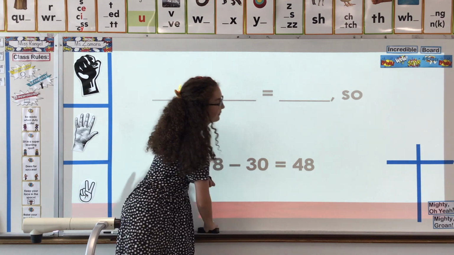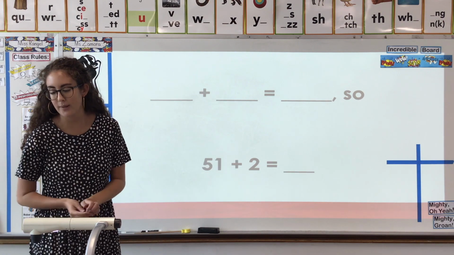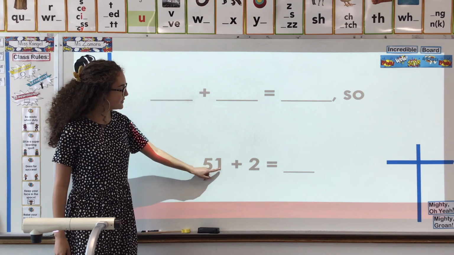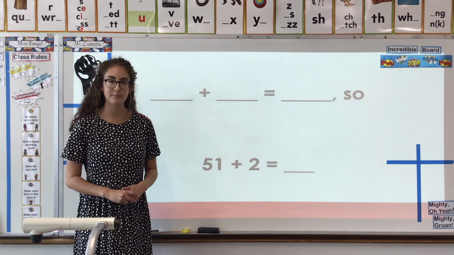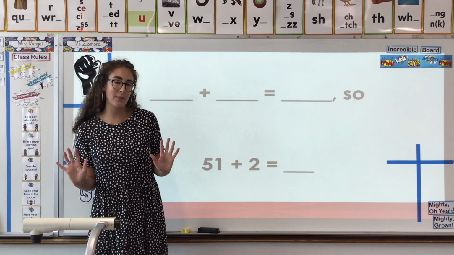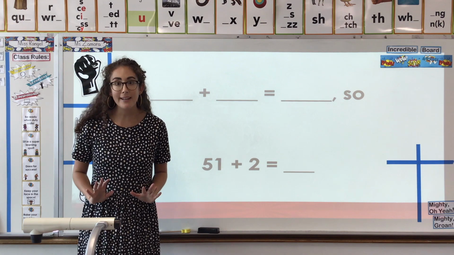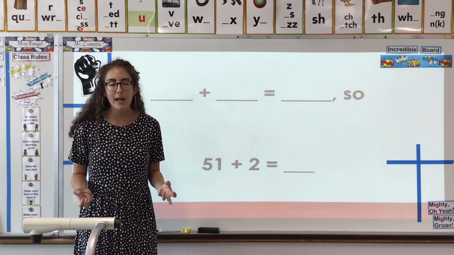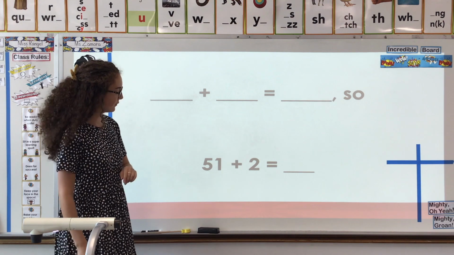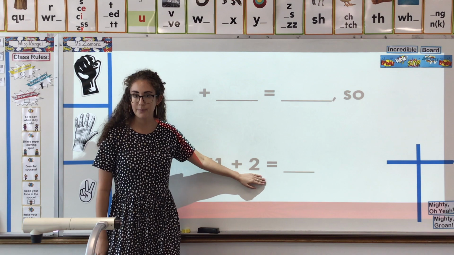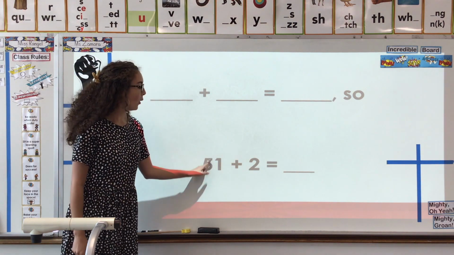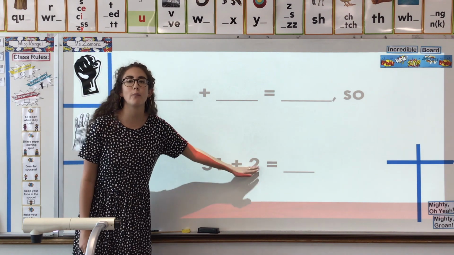Let's see. Here is our next one. So this is the equation we're going to get. 51 plus 2. At first glance, that might seem like a big equation, but it's not, because we can break it down and find a simpler equation to solve it in our heads. So first up, we're adding 2. Are we going to add to the tens place or the ones place when we're adding 2?